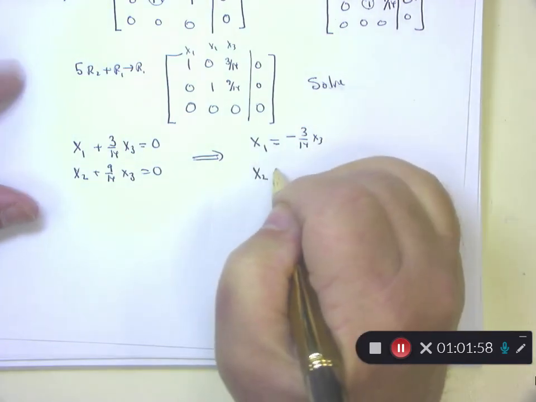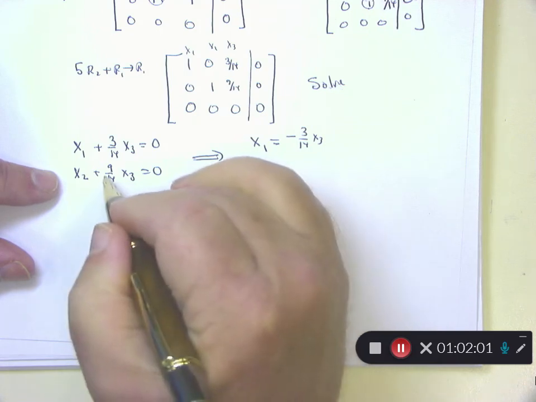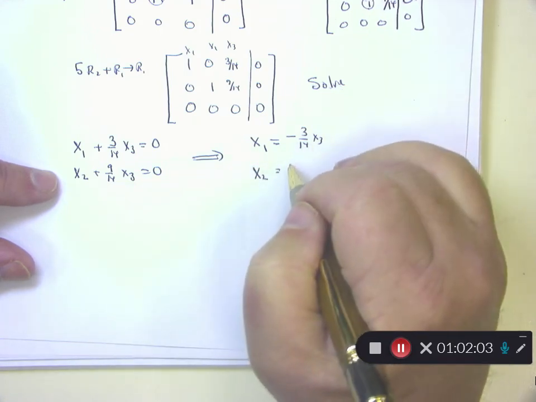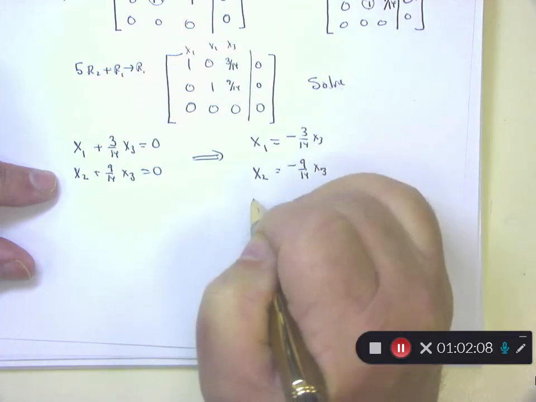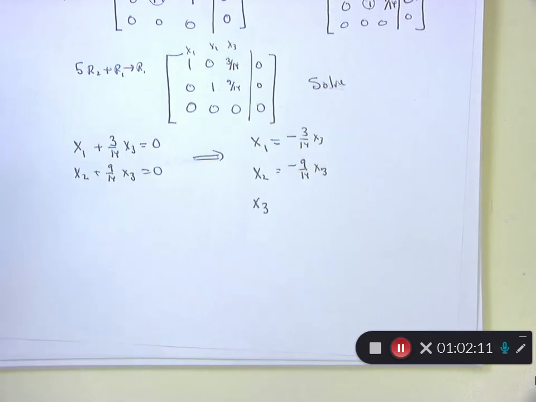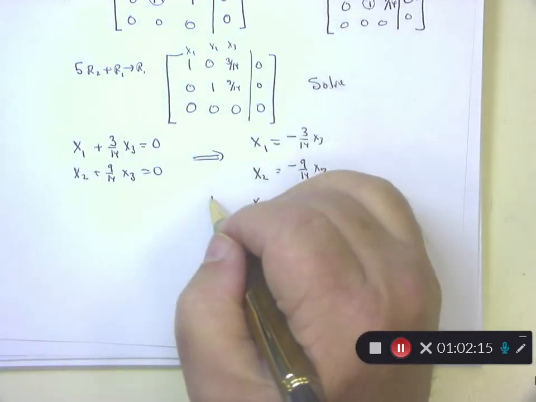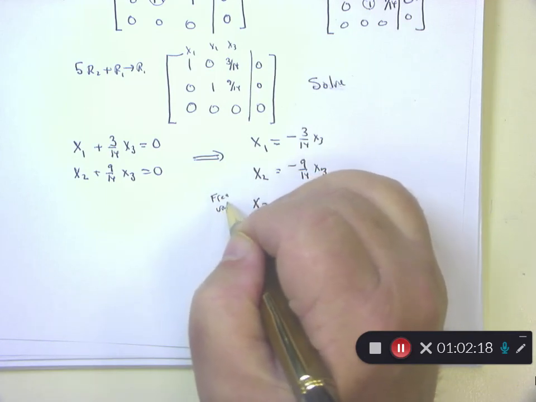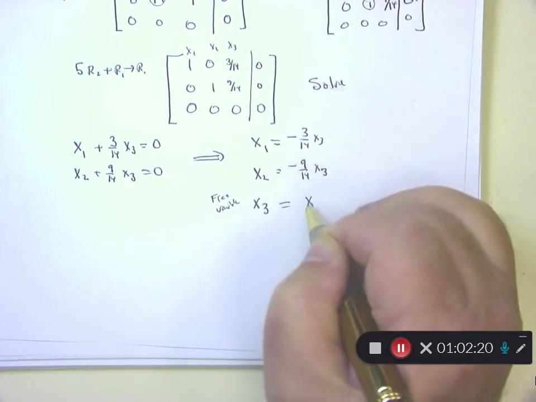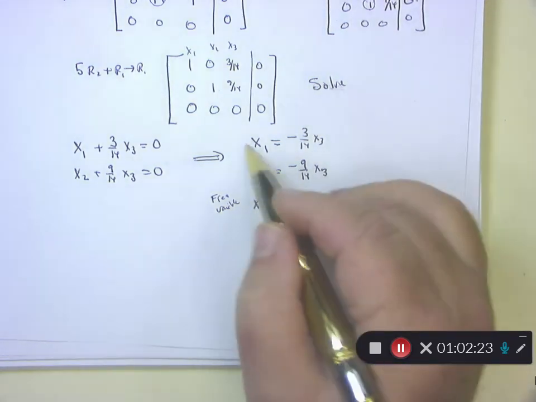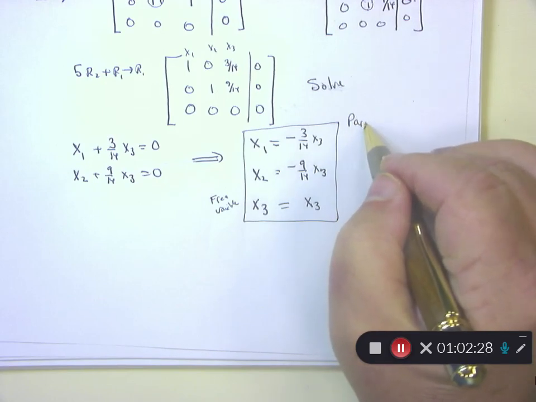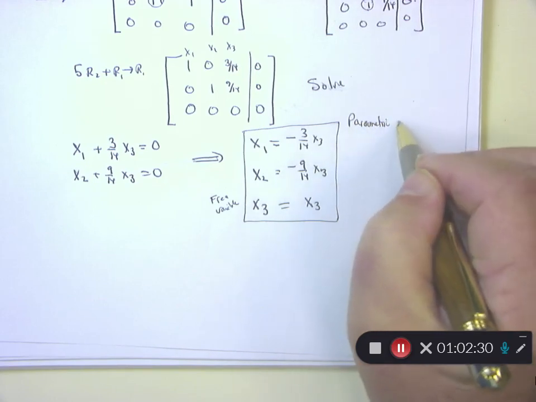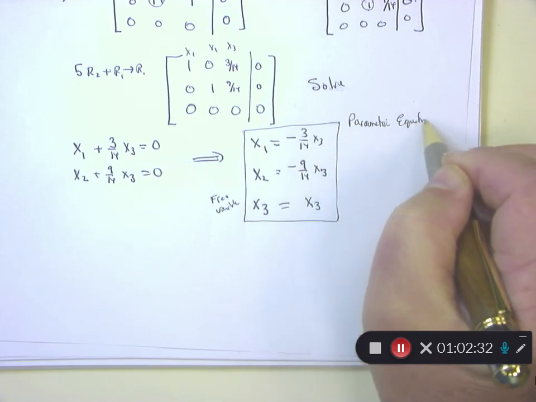What is solve for the pivots? x2 is the other pivot. That's equal to moving the 9/14ths x3 to the other side, which gives you a negative 9/14ths x3. And then, you've got to tell me what x3 is. But x3 was not a pivot. So if he's not a pivot, what do we call him? Free variable. And a free variable is always equal to himself. So right here, you see this guy? This is a parametric equation solution.